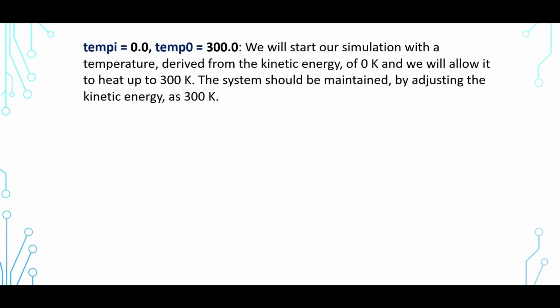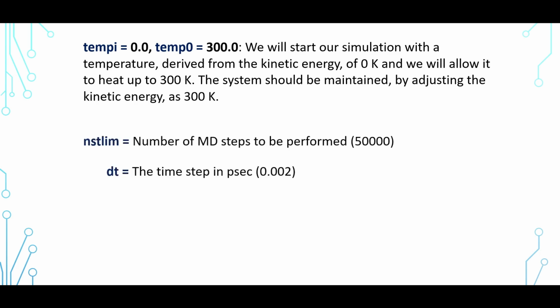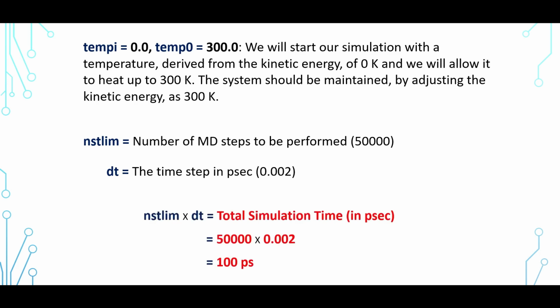We want to increase the temperature of our system from 0 Kelvin to 300 Kelvin. So here in the input file, temp I denotes the initial temperature of the system, and temp 0 is the final temperature. We have set temp I to 0 and temp 0 to 300. Now NSTLM is the number of MD steps to be performed, and dt is the time step in picosecond. Multiplication of the number of MD steps by the time step gives the total simulation time.